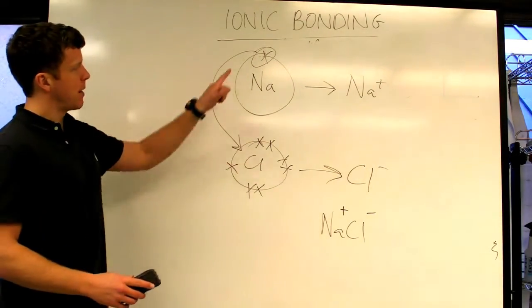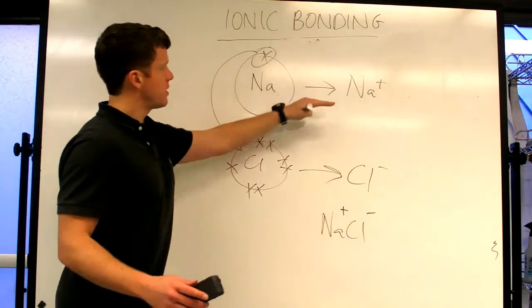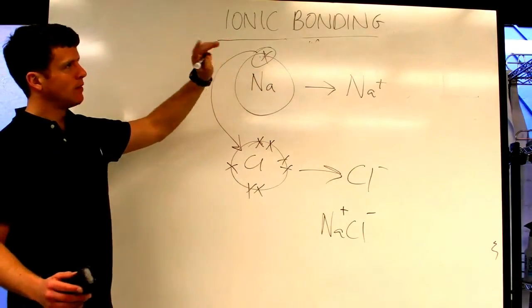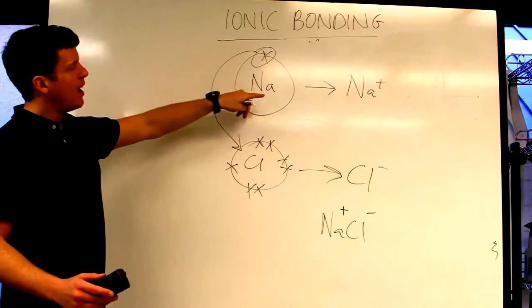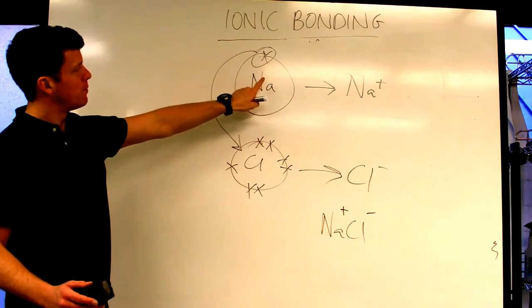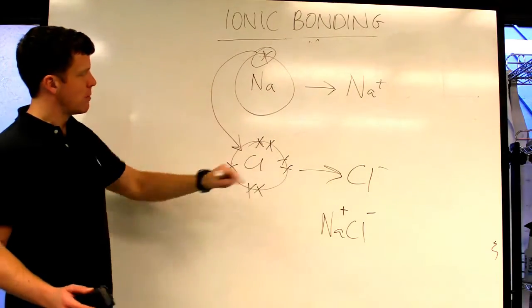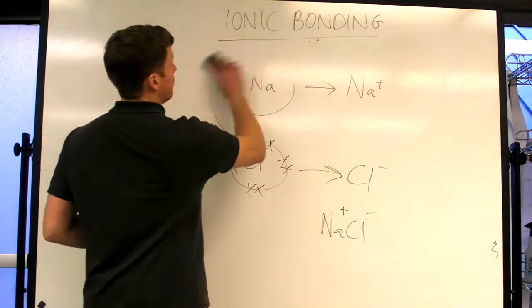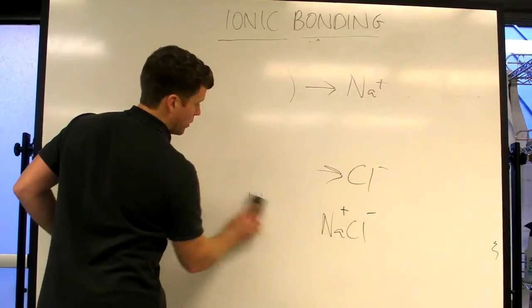So a very simple example, but elements in group 1 do this, elements in group 7 do this. In the vast majority of cases, I can almost say always, metals lose, non-metals gain. Non-metals can also share electrons in covalent bonding, but not when it's being reacted with a metal.